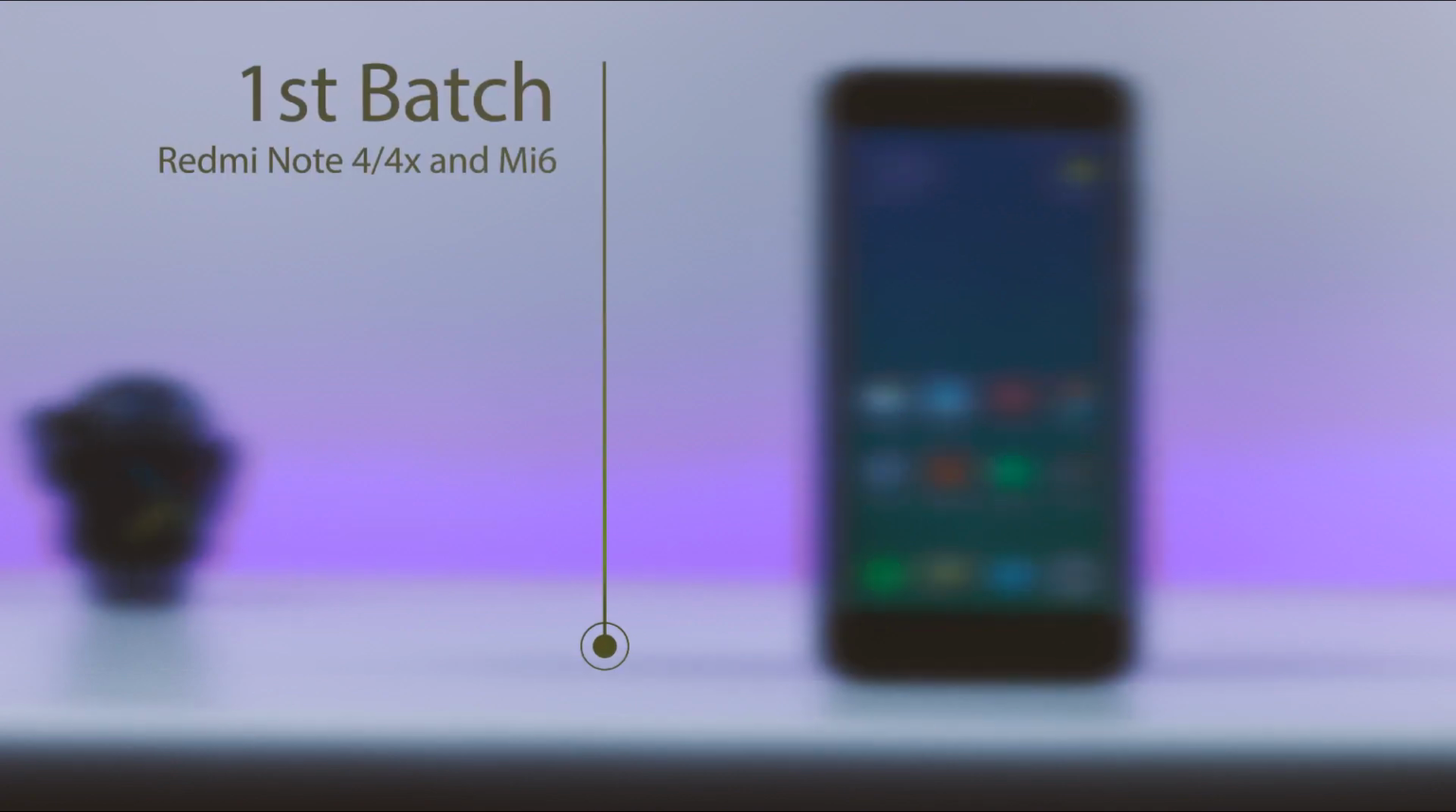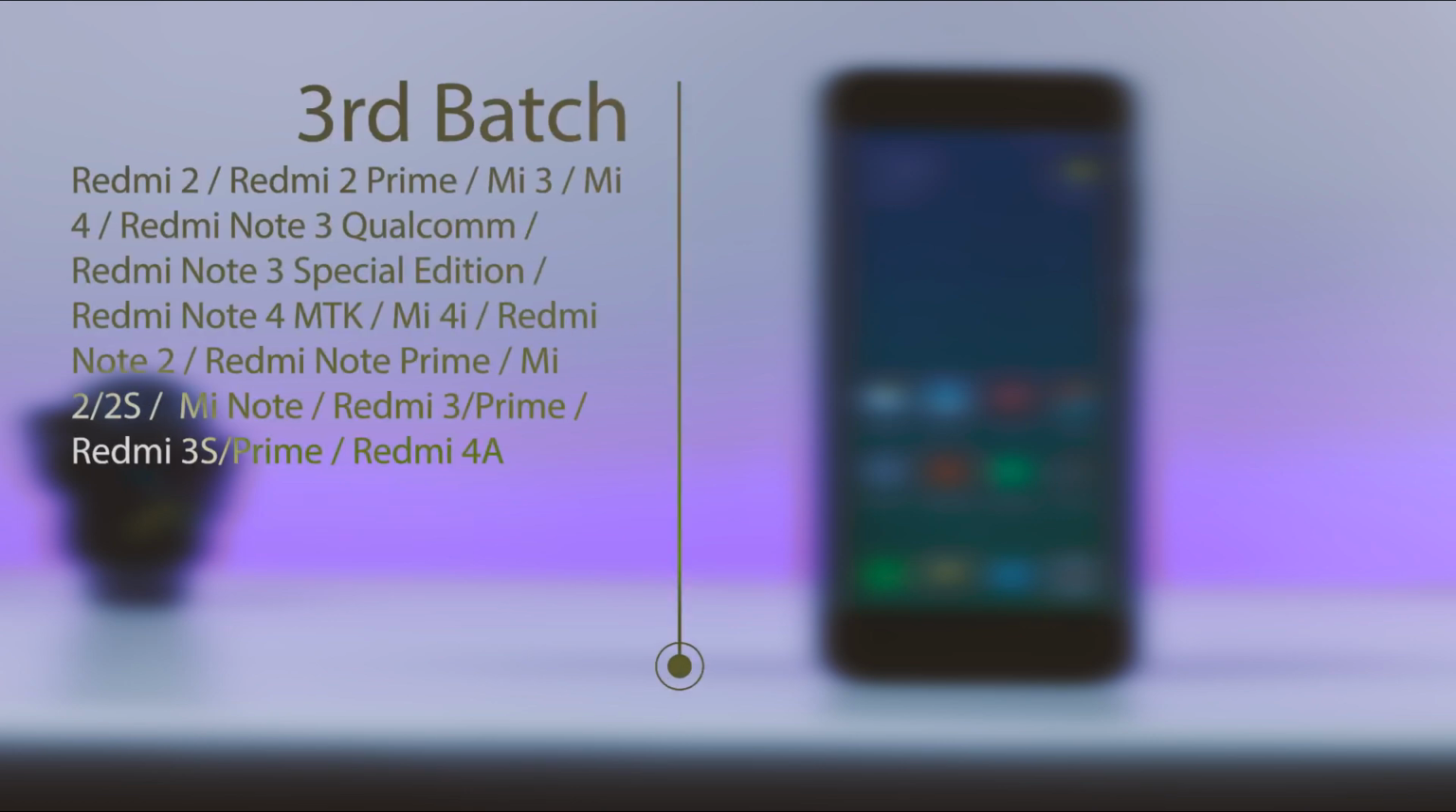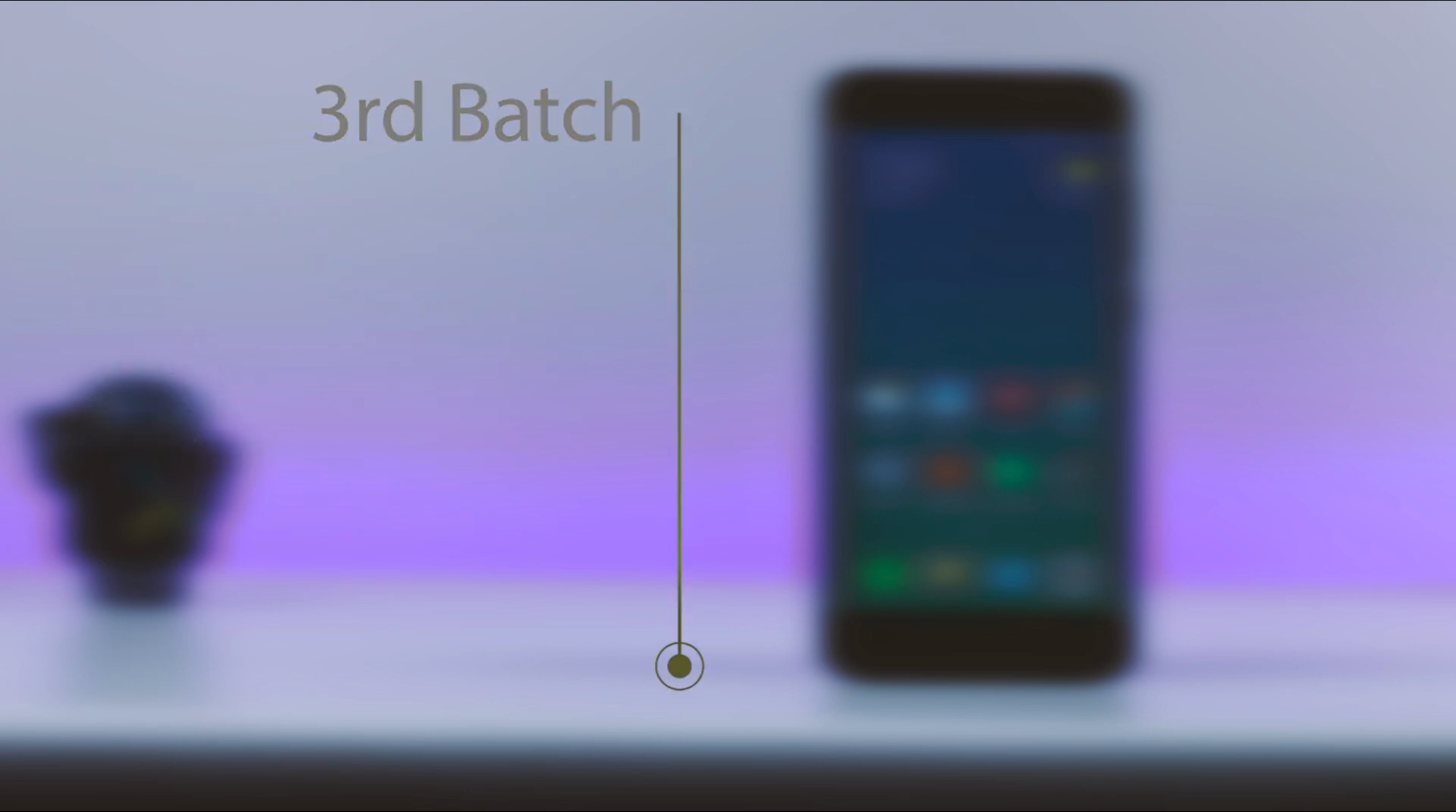Now MIUI 9 is rolling out in 3 batches. The first batch of supported devices are Redmi Note 4 or 4X and the Mi 6, which has been released to the public on 11th August. The second batch of the supported devices are Mi Mix, Mi Note 2, Mi 5, Mi 5S, Mi 5S Plus, Mi Max 2, Mi Max and Redmi 4 4X, which will most probably release in the 3rd or 4th week of August. And these are the supported devices for the final batch, which is expected to release in late September.